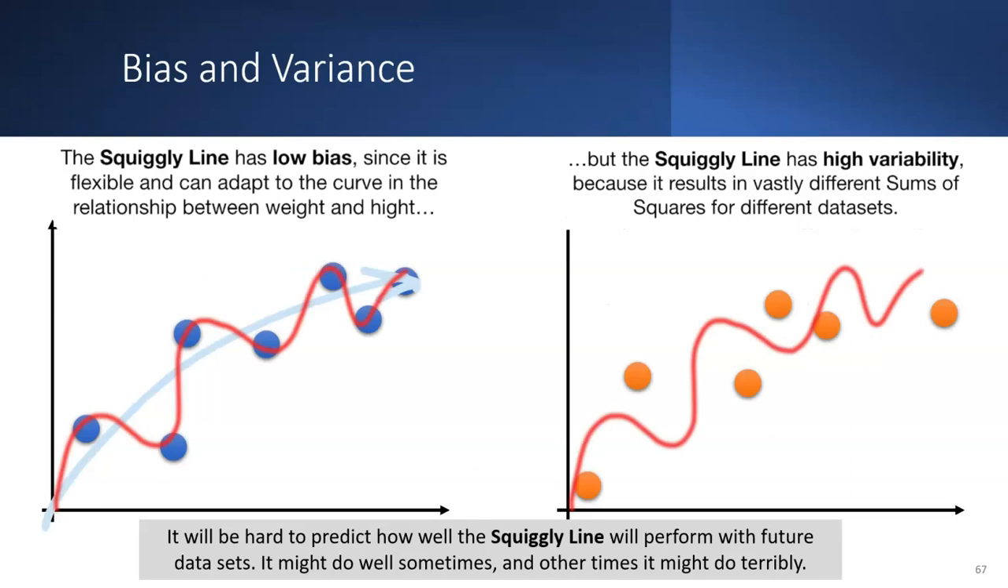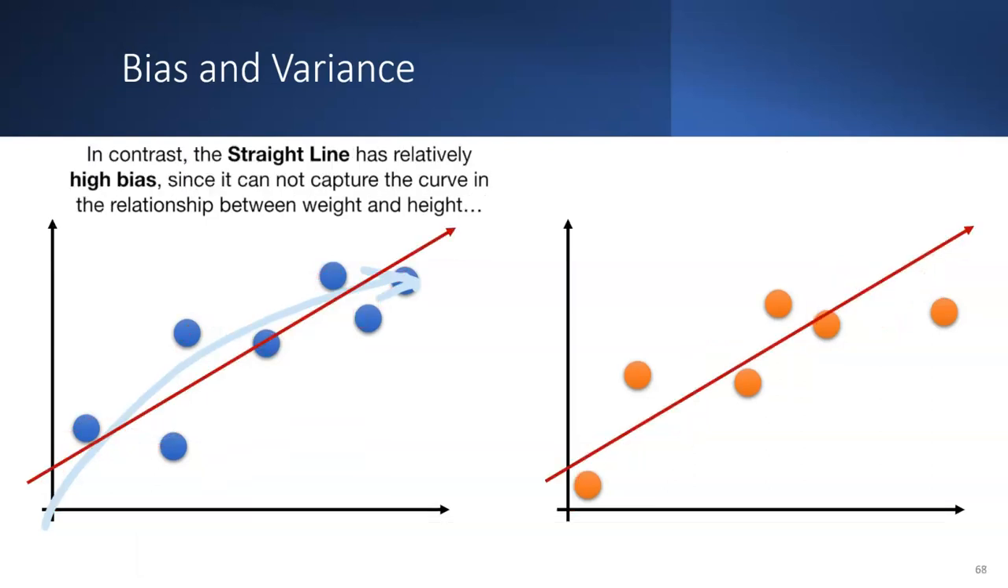So the squiggly line has low bias, it is flexible and can adapt to the curve in the relationship between weight and height. But the squiggly line has high variability because it results in vastly different sums of squares. So it will be hard to predict how well the squiggly line will perform with future data sets. It might do well sometimes, and other times it might do terribly.